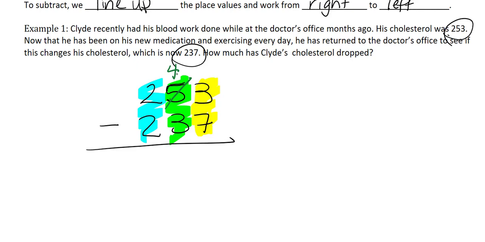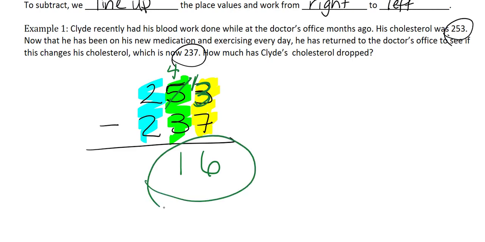So we have a whole 10. So now we have 13, right? So we have 13 instead of 3. So 13 now minus 7 is 6. 4 minus 3 is 1. And then 2 minus 2 is 0. So we have 16. So that's how much his cholesterol has dropped. Let's go ahead and look at the next example.